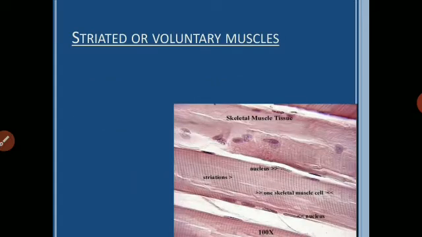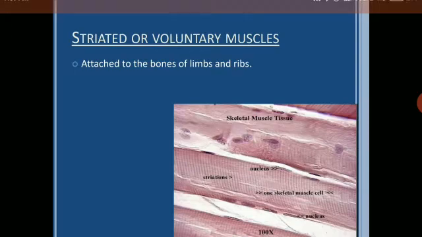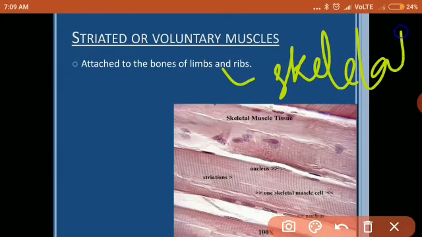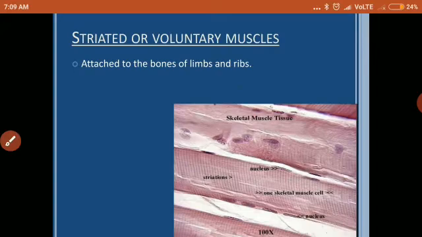Let us see the first one, that is striated or voluntary muscles. Where are these found? They are found attached to the bones of limbs and ribs. Limbs means upper arm and lower arm. In layman's terms, hands and legs. And to ribs. So when they are attached to bones of limbs and ribs, they are called skeletal muscles. They form your skeleton. Therefore these muscles are also called skeletal muscles.